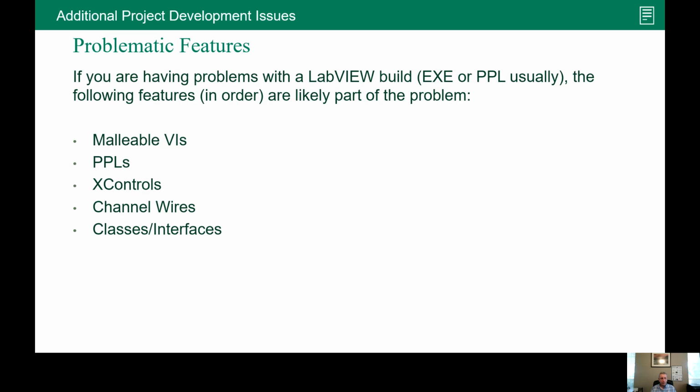If you are doing a build and you find that you're having issues with it, try to isolate the issue. For example, write a scripting tool that goes through and replaces all the malleable VIs with sub VIs. See if that helps. Remove the part of your code that has the X control and see if the build works then. This isn't a way to solve the issue, but it's a way to troubleshoot the issue and get it down to which problematic feature is causing the problem.